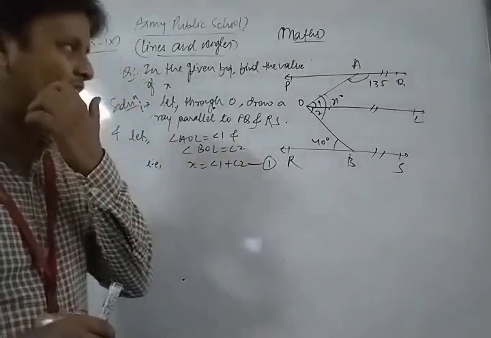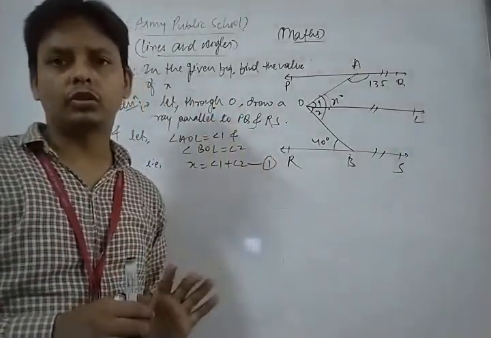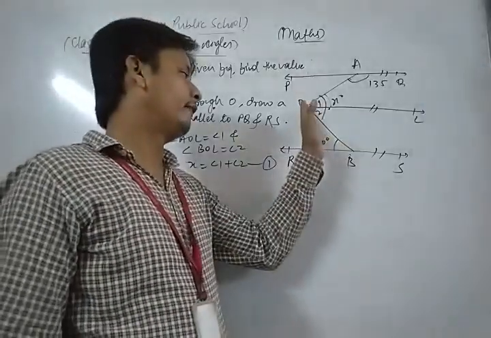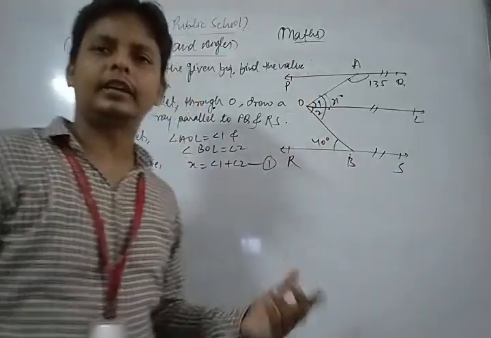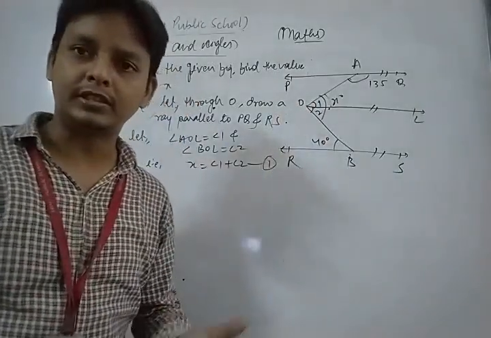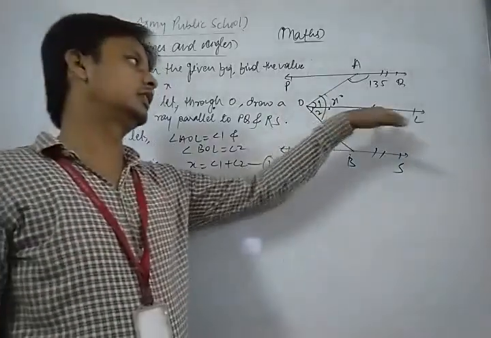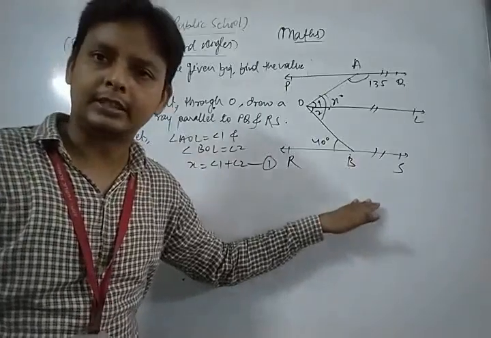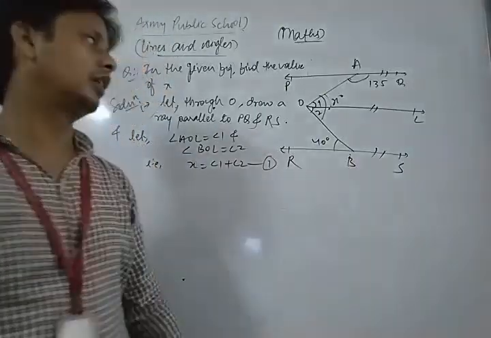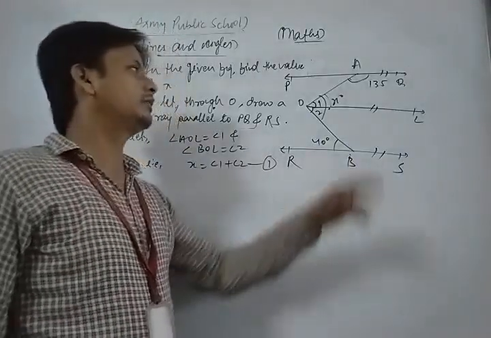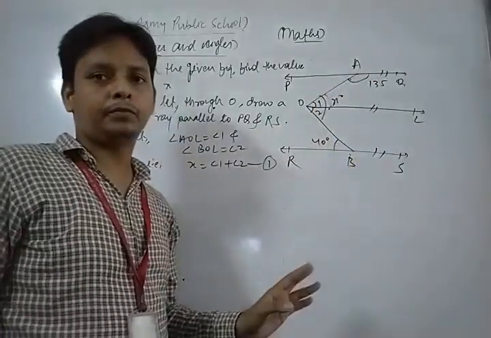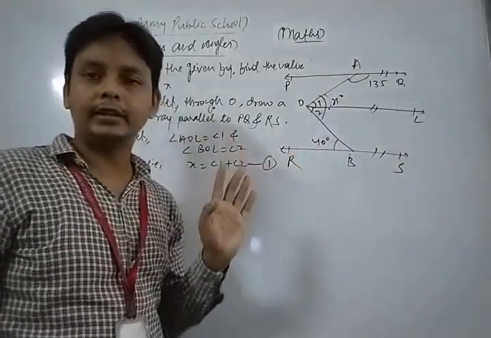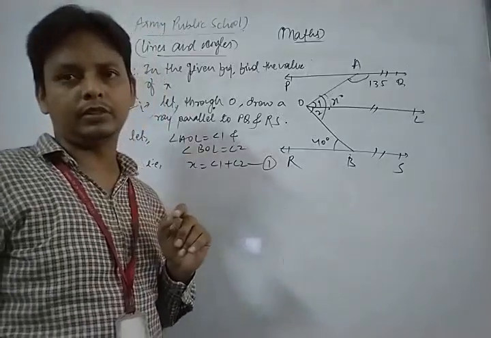Now dear friends, for finding the value of x, first of all we have to do some construction in that question. Here we draw a line OL. We draw a ray, because only one end point is given, so we say it is a ray. So we draw a ray OL which is parallel to line PQ as well as line RS respectively. And after that we take angle AOL is equal to angle 1 and angle BOL is equal to angle 2. Now clear everyone? Yes.